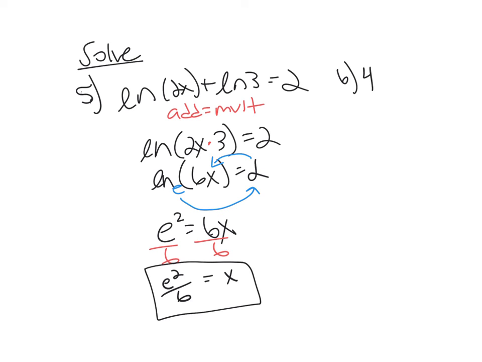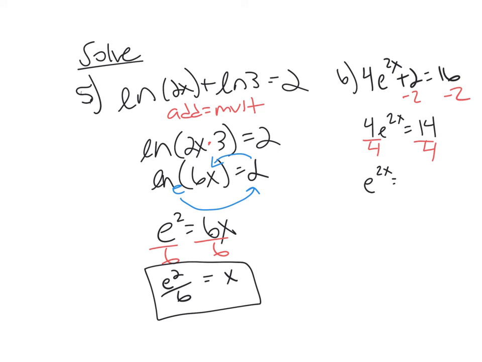If we have 4e to the 2x plus 2 equals 16. Well, first step is I need to try to isolate the e to the 2x, so let's subtract 2 from both sides. We can divide both sides by 4. If we simplify, these both can be divided by 2, so this is 7/2.